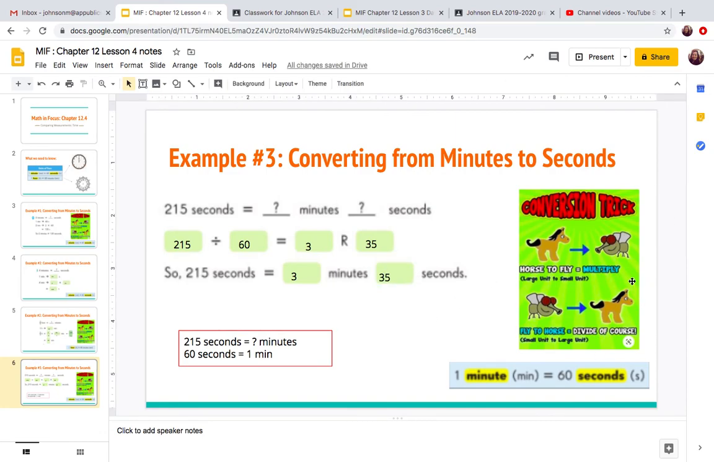Okay, so I like to use this chart to help me because it can be confusing sometimes. Do I divide or do I multiply? But if you look at your conversions and how, in your measurements, you are going from one thing to the next, this could be very helpful for you.